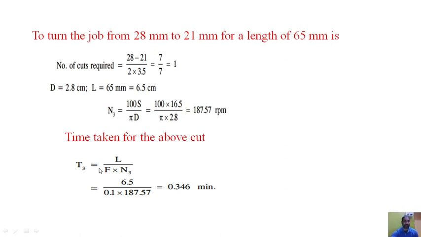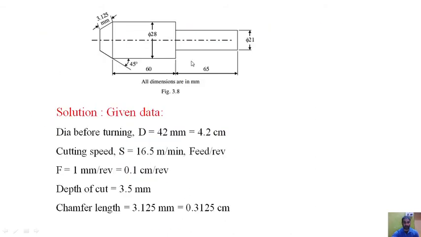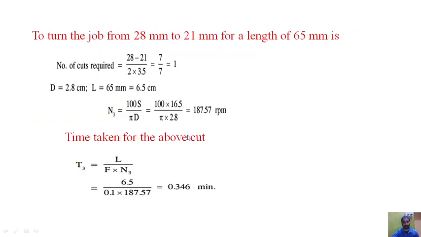So T3 equals L divided by F into N. So L is 6.5, F is same, N is 187, which you have found out here. So time required for third cut is 0.346 minutes. So now you finished with all these three operations. This one, this one, this one. Remaining is only chamfer length. So chamfer you have to find out.